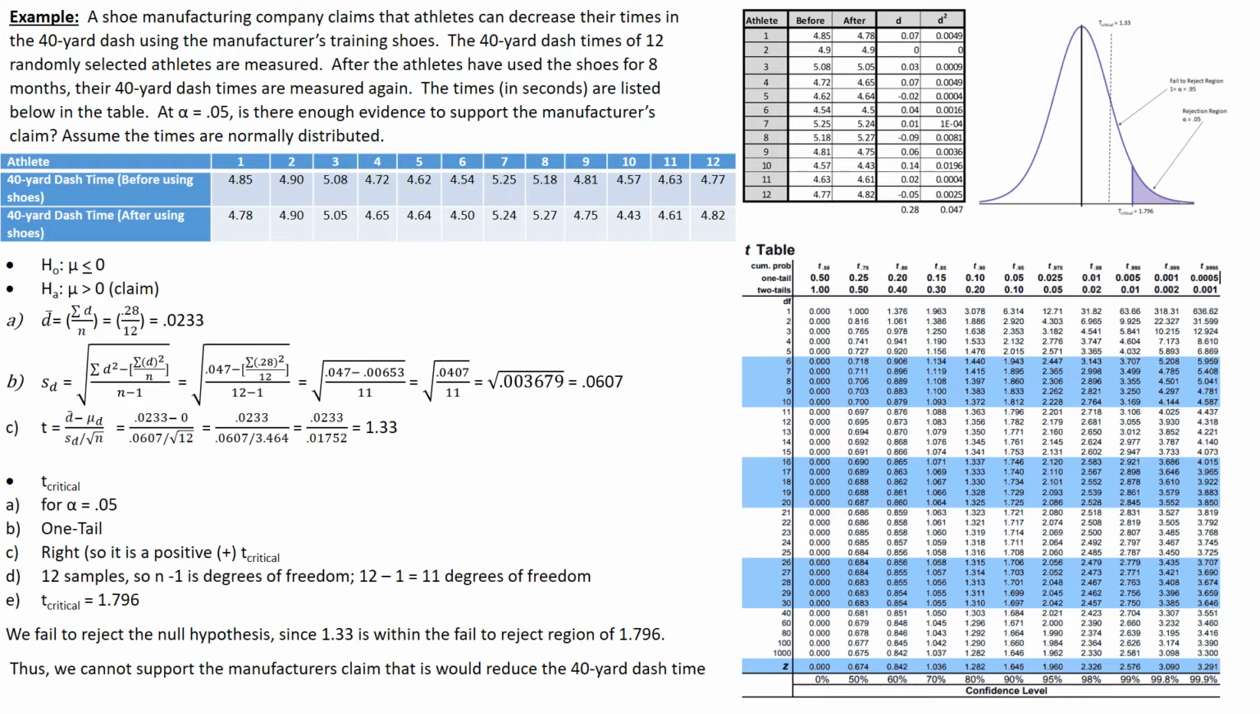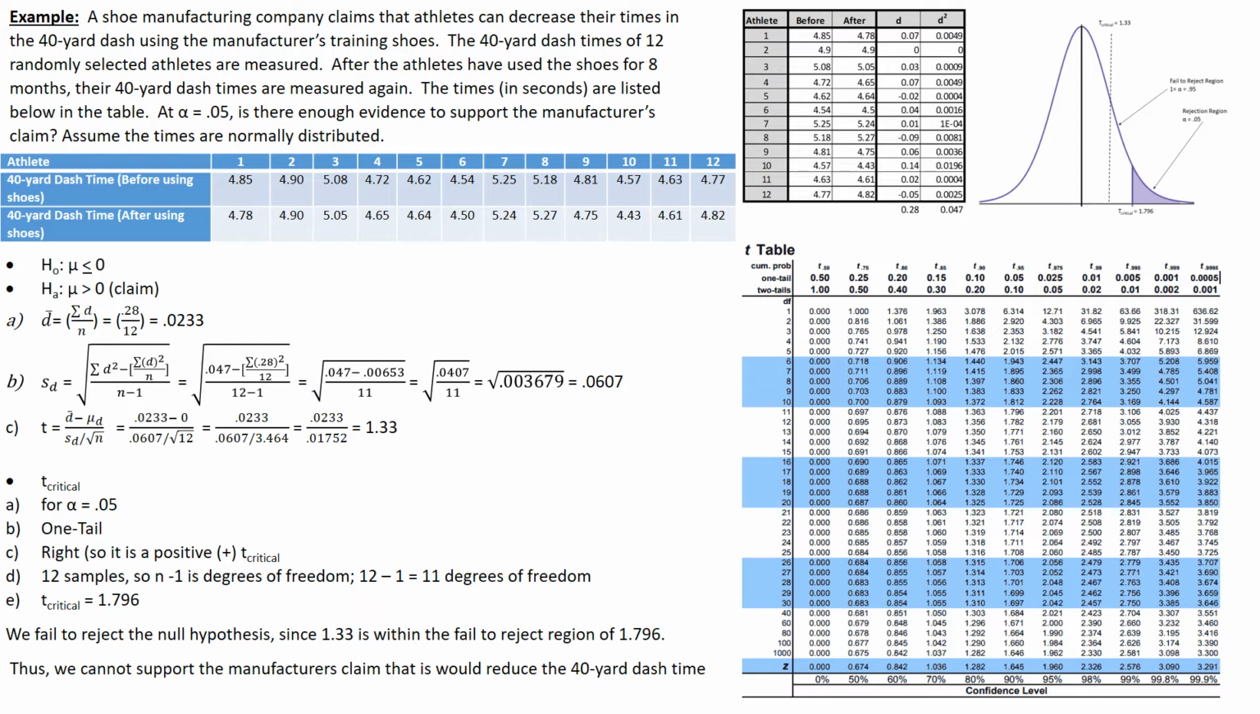Here's another example. A shoe manufacturer company claims that athletes can decrease their time in a 40-yard dash using the manufacturer's shoes. 40-yard dash times are measured in seconds. Athletes are measured after they have used the shoes for 8 months, and 40-yard dash times are measured again. Their times in seconds are listed below. At alpha 0.05, test and support the manufacturer's claim.